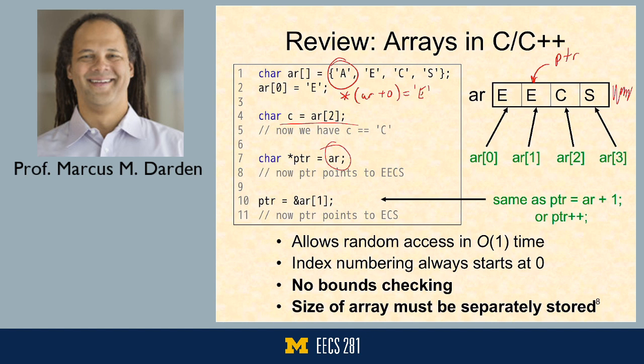The good thing about arrays is we get random access in constant time. Index numbering always starts at 0, which is a problem when you start programming computers, but then it's a savior when you figure out how to do modular arithmetic, and the fact that zeros are a great place to start. They don't have bounds checking, and one of the primary issues with dealing with C-style arrays is you always have to have the length somewhere.